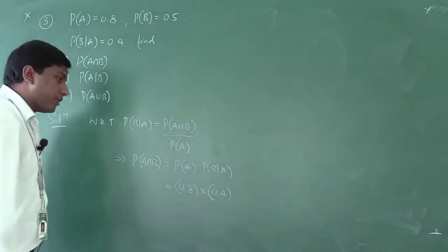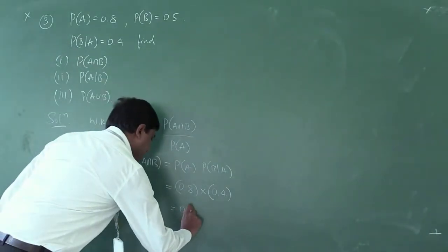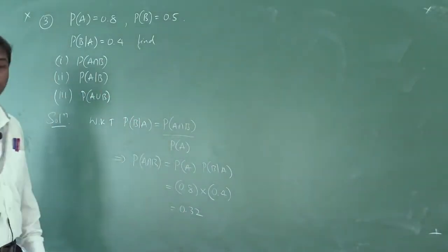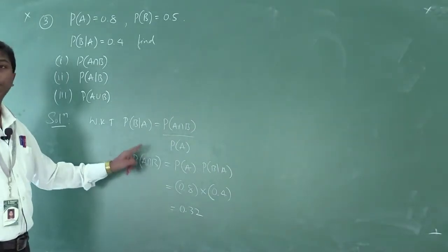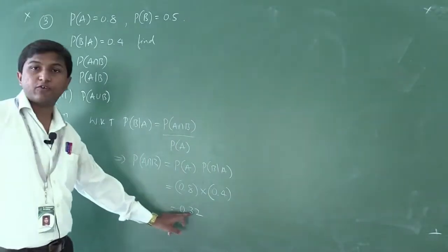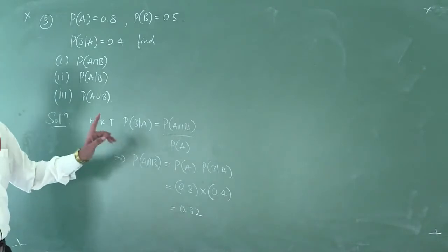0.8 into 0.4 is nothing but 0.32. So the value of P of A intersection B, we have found it out to be 0.32.